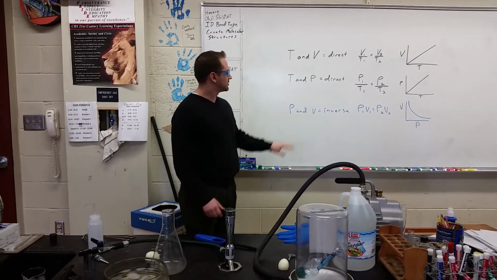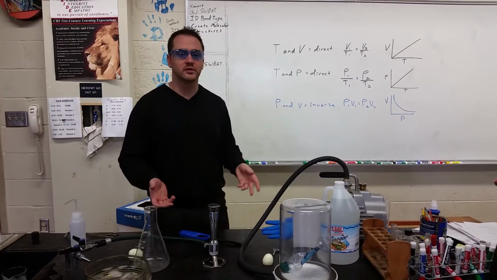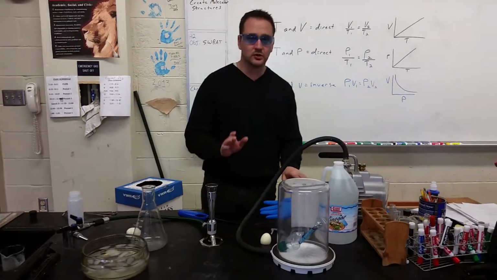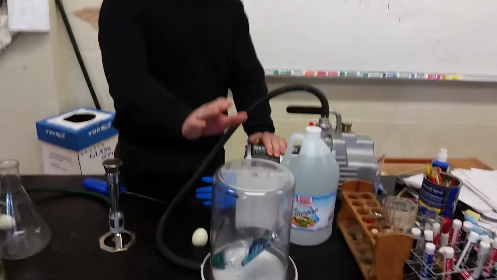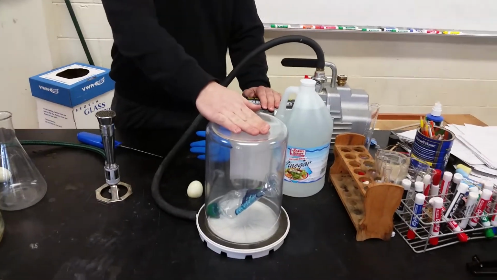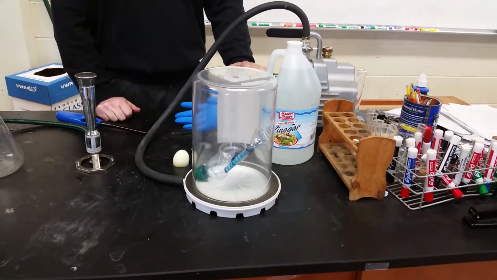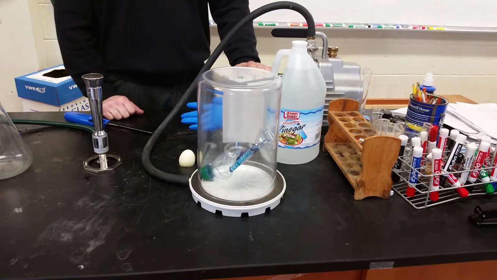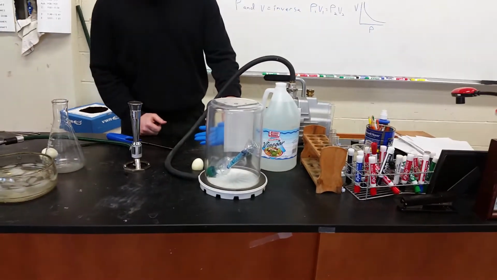Now we're going to look at a relationship between pressure and volume, which is an inverse relationship, meaning when one goes up, the other goes down. In order to demonstrate that, I'm going to use this pump right here, and I'm going to pump the air out of this container. Right now I have a crushed bottle of soda inside there, and Boyle's law will explain what you're about to observe.